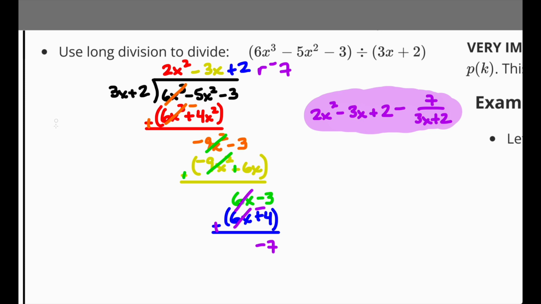Now, an important thing to understand on this is if you multiply this huge thing right here by 3x plus 2, you would get this original part right here. So we divided it. If we multiplied it by 3x plus 2, you would get where you started. We're not going to do that on this video because it's just going to take a lot of time up, but just thought I'd say that right now.